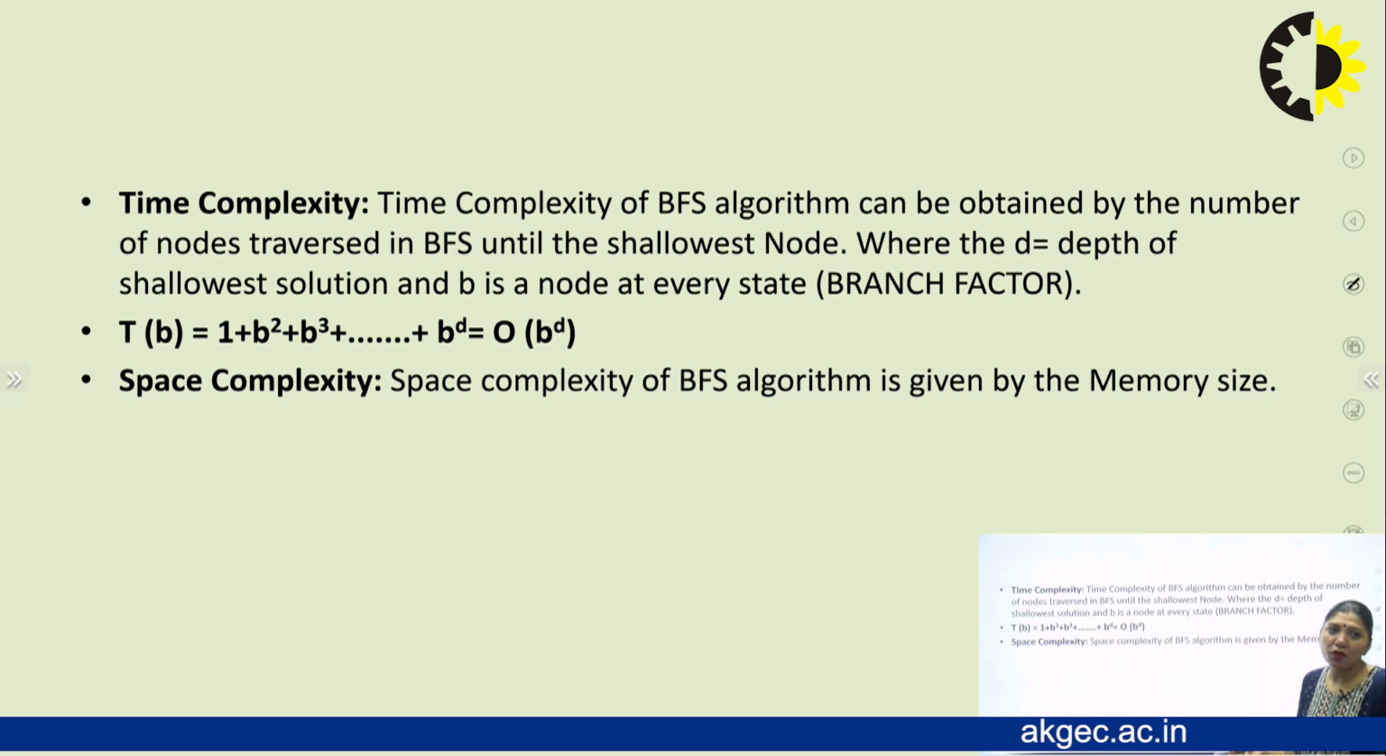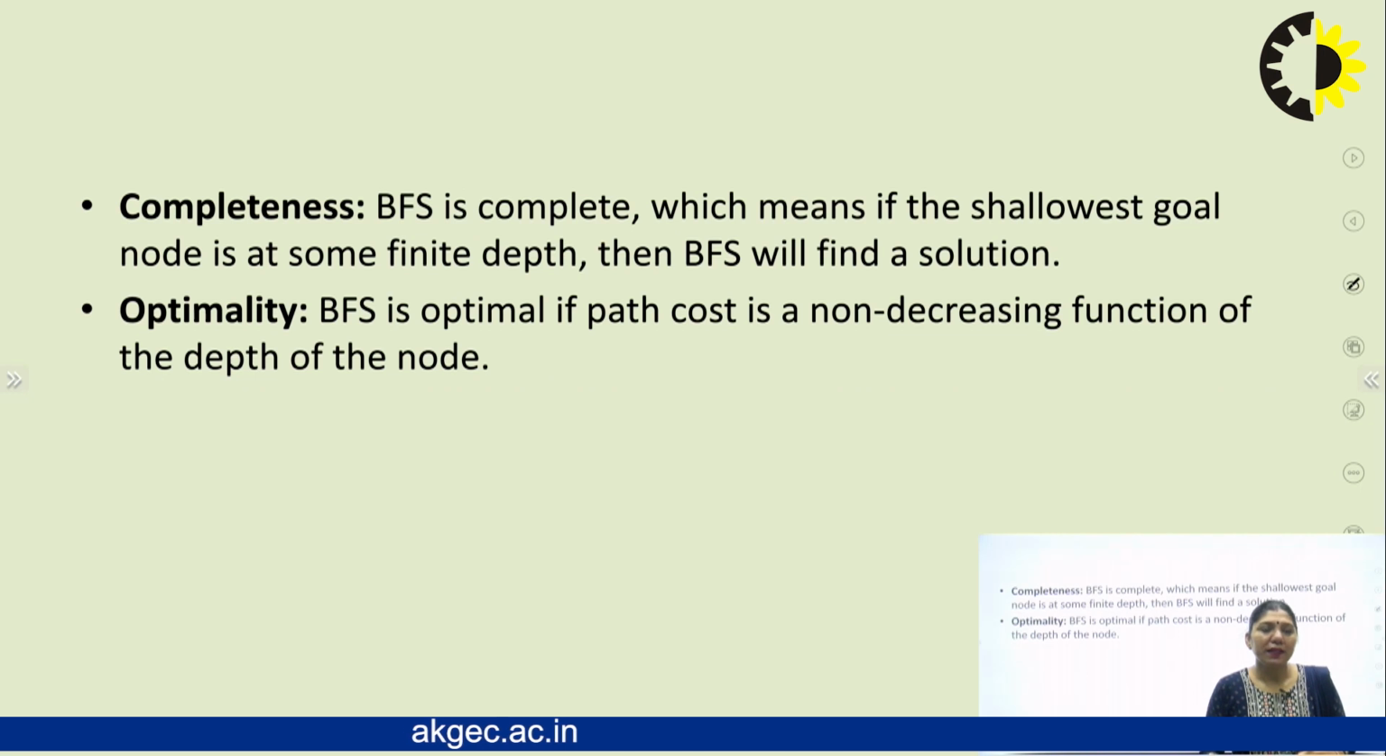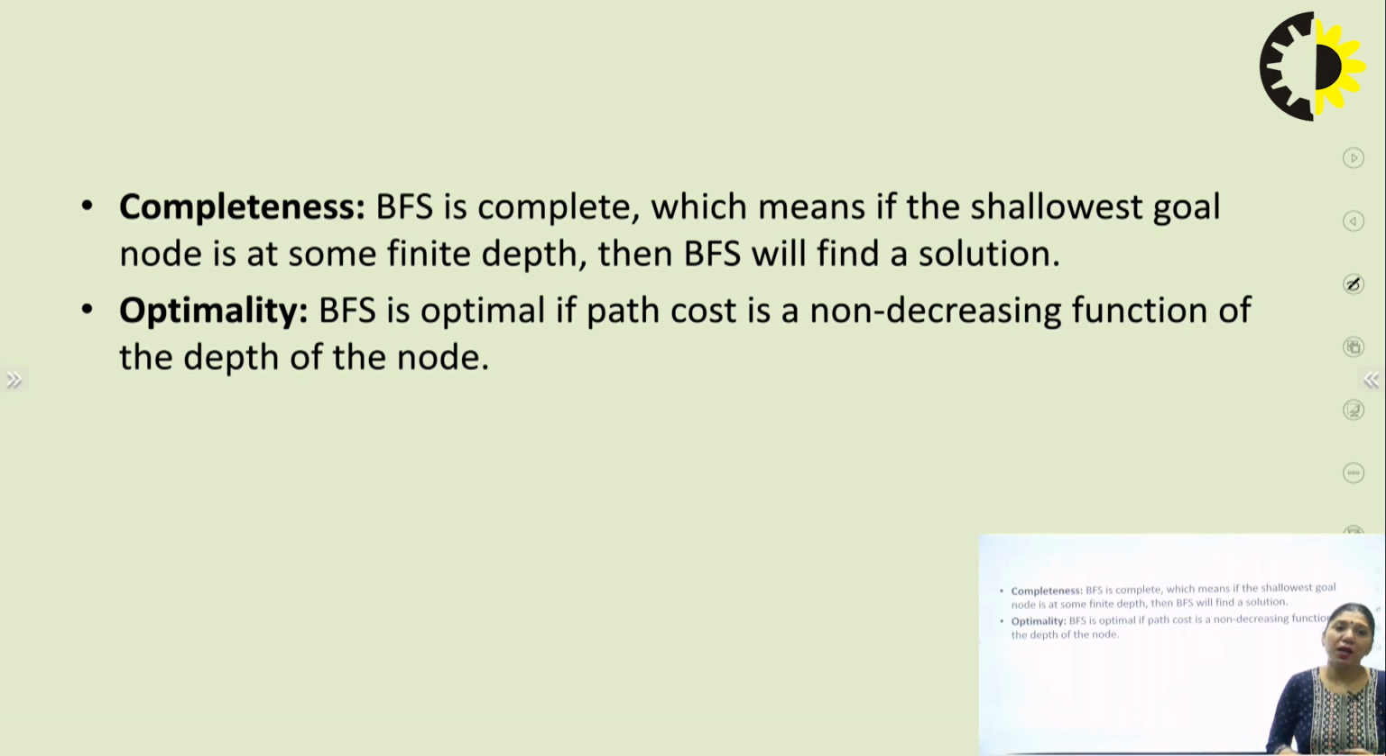Space complexity, of course, of the BFS algorithm is given by the memory size. कितना आपका memory size है वो acquire कर रहा है, उसके according आपकी space complexity हम identify कर सकते हैं. Completeness, of course, BFS is complete, which means if the shallowest goal node is at some finite depth, then BFS will find a solution. Optimality की अगर हम बात करते हैं, BFS is optimal if path cost is a non-decreasing function of the depth of the node.